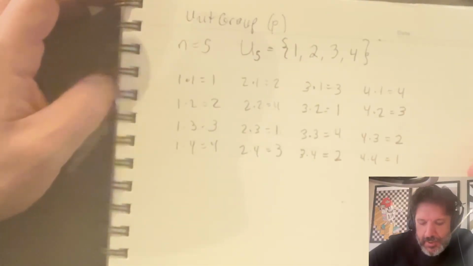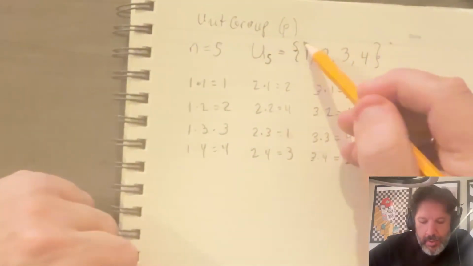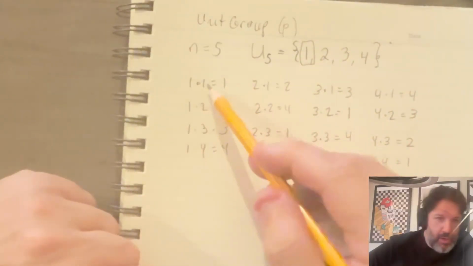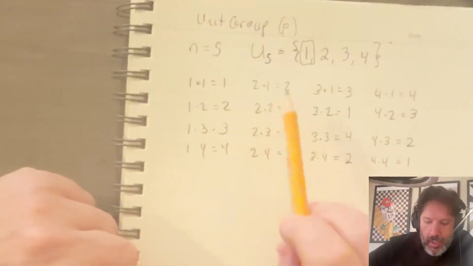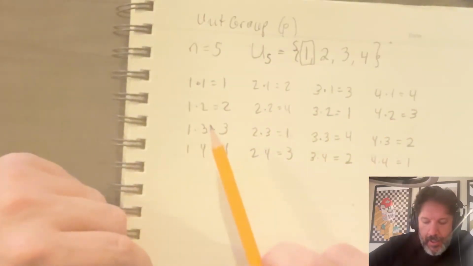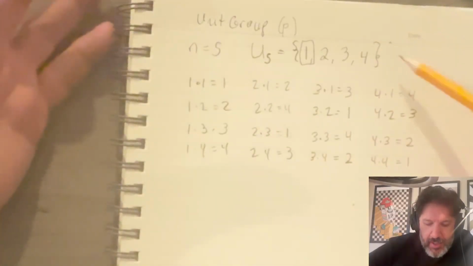Anything else? So I will say in this group we have an identity element, which is 1. Meaning every time I multiply a number by 1, I get itself. Right? And then the other thing is, well, is there an inverse element?